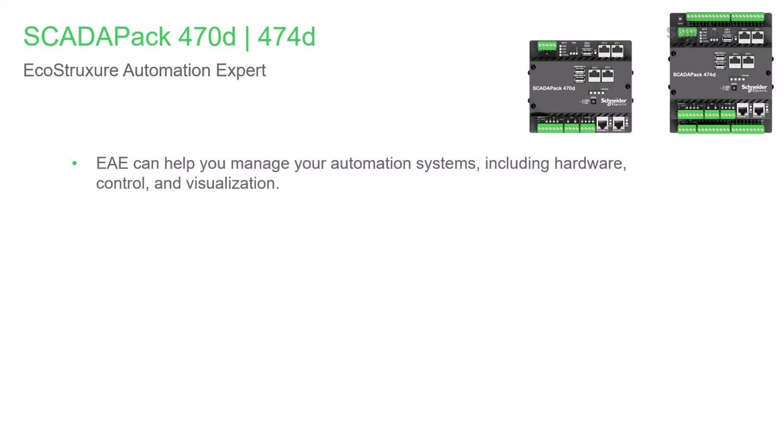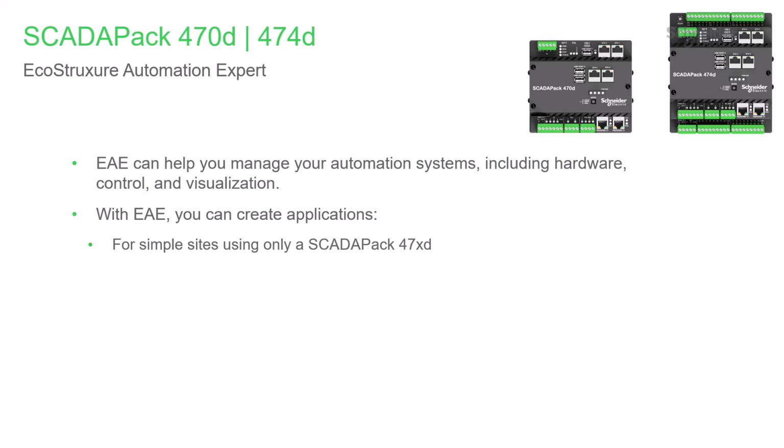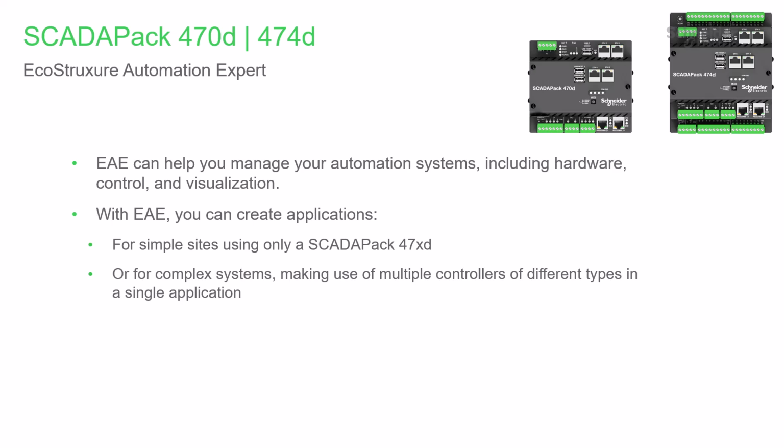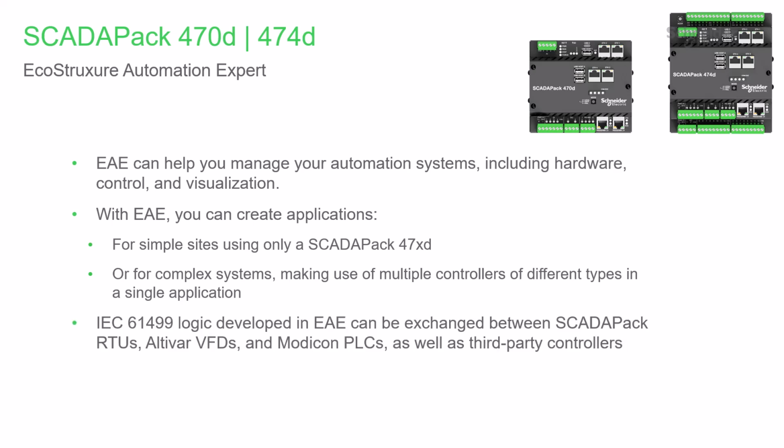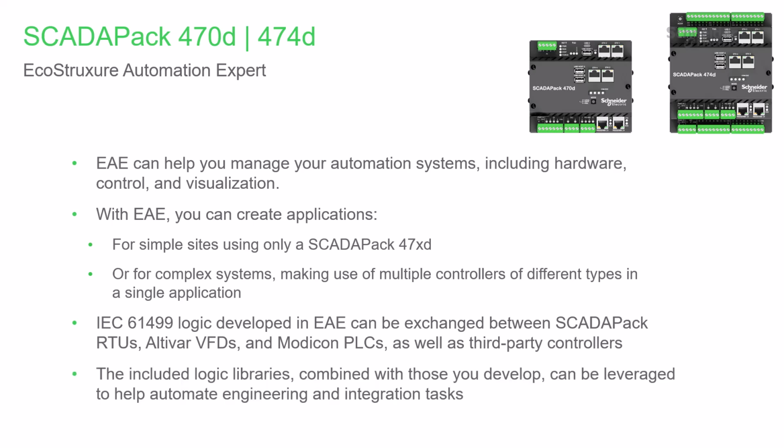EcoStruxure Automation Expert can help you manage your automation systems, including hardware, control, and visualization. With EAE, you can create applications for simple sites using only a SCADAPack 47xd, or for complex systems making use of multiple controllers of different types in a single application. The IEC 61499 logic that's developed can be exchanged between SCADAPack RTUs, Altivar VFDs, and Modicon PLCs, as well as third-party controllers. The included logic libraries, combined with those you develop, can be leveraged to help automate engineering and integration tasks.